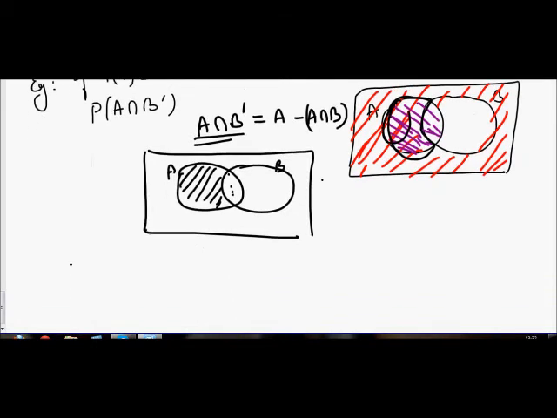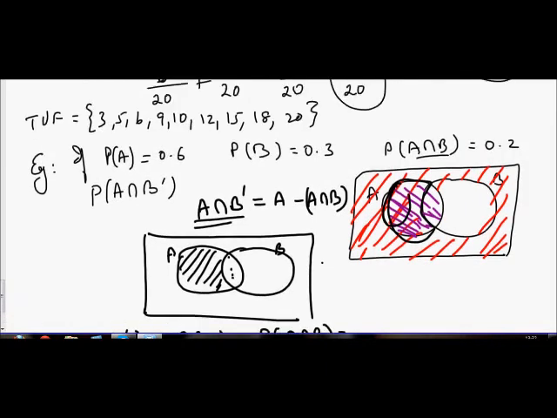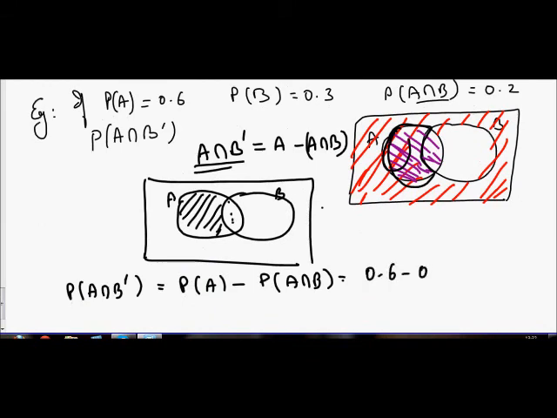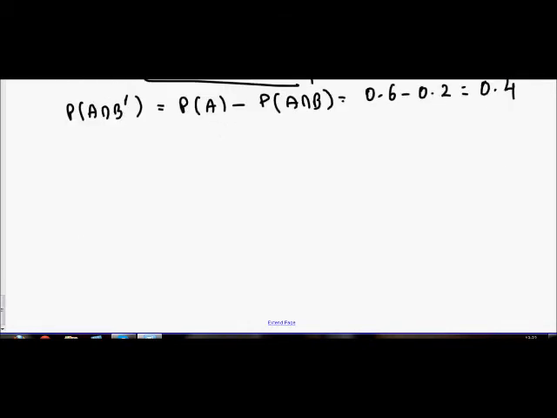Therefore, I can rewrite P of A intersection B complement as P of A minus P of A intersection B. And you can just substitute the values. P of A is 0.6 and P of A intersection B is 0.2, and the value is 0.4. Okay, so you can understand that you need drawing diagrams for such questions. Okay, let me do one question for tree diagram. Example.